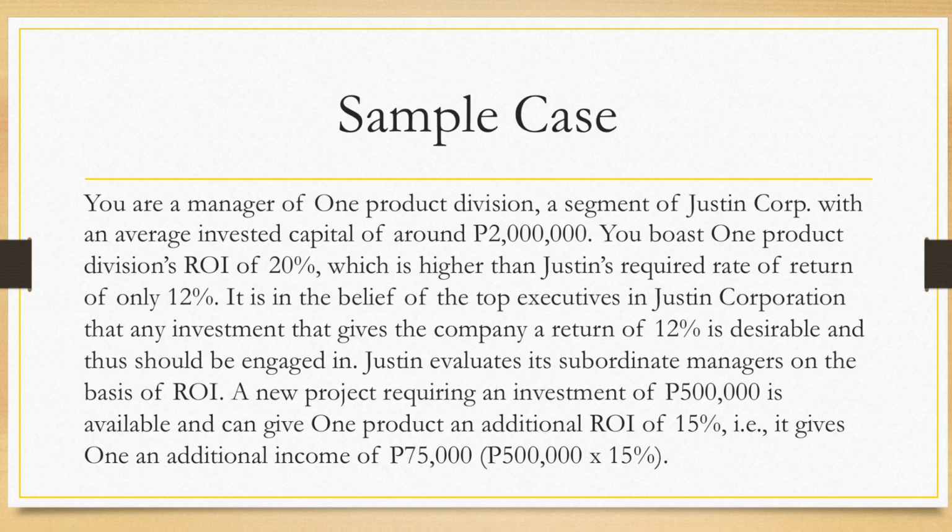It is in the belief of the top executives in Justin Corporation that any investment that gives the company a return of 12% is desirable and thus should be engaged in. Justin evaluates its subordinate managers on the basis of ROI. A new project requiring an investment of 500,000 is available and can give one product an additional ROI of 15%. That is, it gives an additional income of 75,000, which is 15% of 500,000.